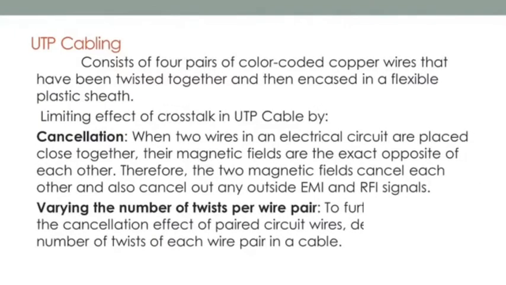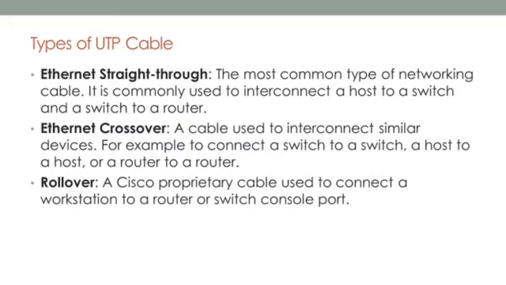UTP cabling consists of four pairs of color-coded copper wires that have been twisted together and then encased in a flexible plastic sheath. The effect of crosstalk in UTP cable is limited by cancellation and by varying the number of twists per wire pair. Cancellation: when two wires in an electrical circuit are placed together, their magnetic fields are the exact opposite of each other.